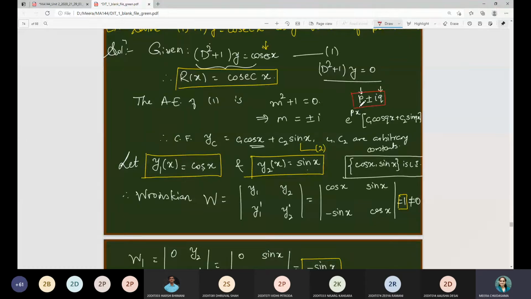Whenever your roots are of the form p plus or minus iq, at that time the solution is given by e raised to px into c1 cos qx plus c2 sin qx. This is what the solution is. Now since we are getting plus or minus i, it means p is 0 and q is 1. In that case, e raised to 0x will be 1, and c1 cos 1x plus c2 sin 1x, that is c1 cos x plus c2 sin x, will be the complementary function. Is it clear, Nisarg, now?